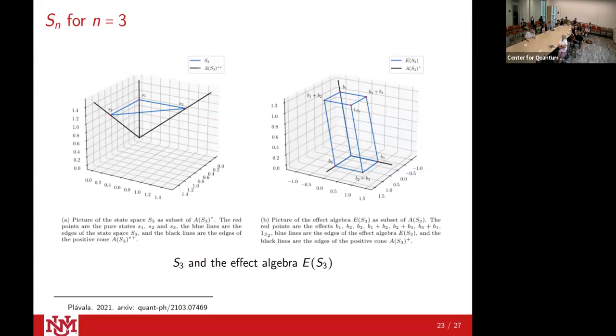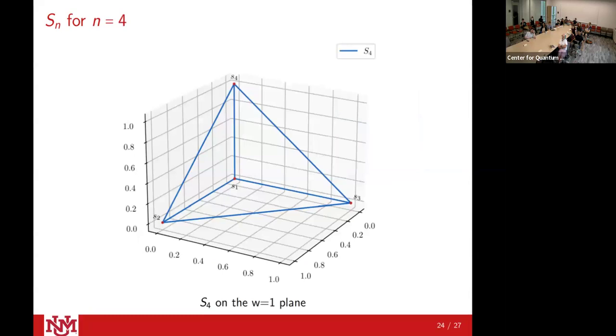Oh, and then for n equals 3, your probability simplex is like a triangle. It's a two-dimensional shape. And then for n equals 4, I can't show you the cone or the effect algebra, but I can show you the simplex itself. It's like a four-dimensional thing. And when I say on the W equals 1 plane, I mean the fourth coordinate is 1 in this four-dimensional space.